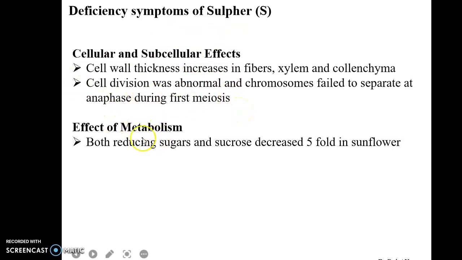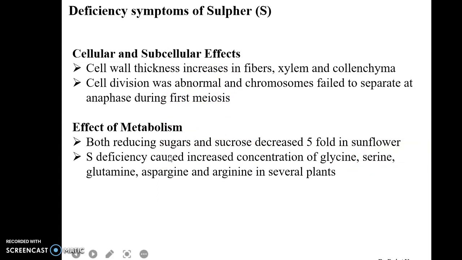If we talk about effects on metabolism, then sugar and sucrose will both be reduced almost 5-fold in sunflower with the deficiency of sulfur. Sulfur deficiency also causes increased concentration of glycine, serine, glutamine, asparagine, and arginine in several plants.